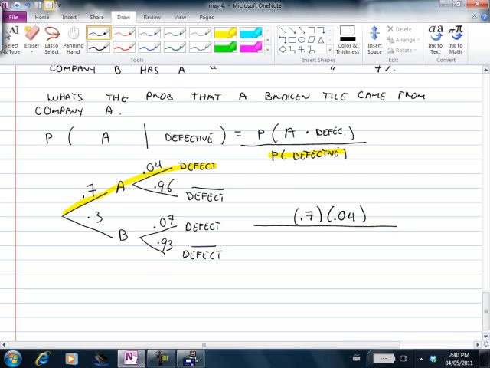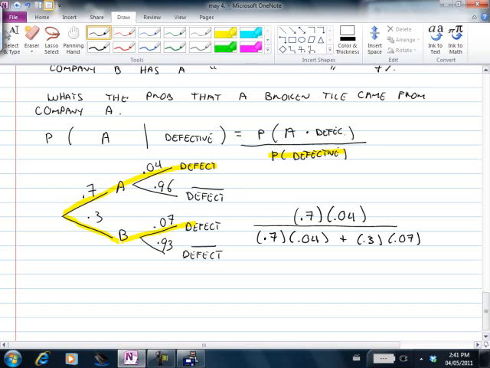Now the bottom number, there's two ways you can have defective. There's this way, and there's this way. Fill this in on the bottom, just like medical questions. So really, all these questions are the same, except worded differently. Plus 0.3 times 0.07.